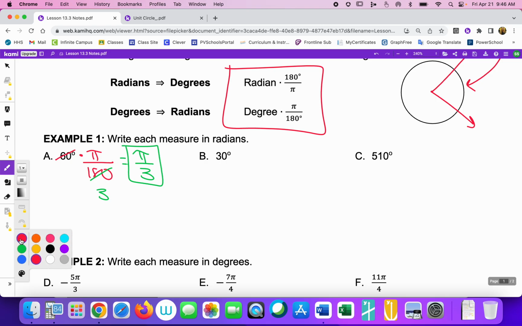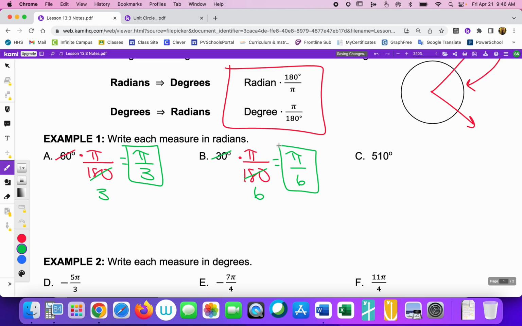All right, now 30 degrees is supposed to be what? In radians, pi sixths. The reason for that: if you multiply it by pi over 180, 30 goes directly into 180, so they can reduce by 30. 180 divided by 30 is 6. So that's where pi sixths comes from. The other day I just told you what they were, but this is where they come from.